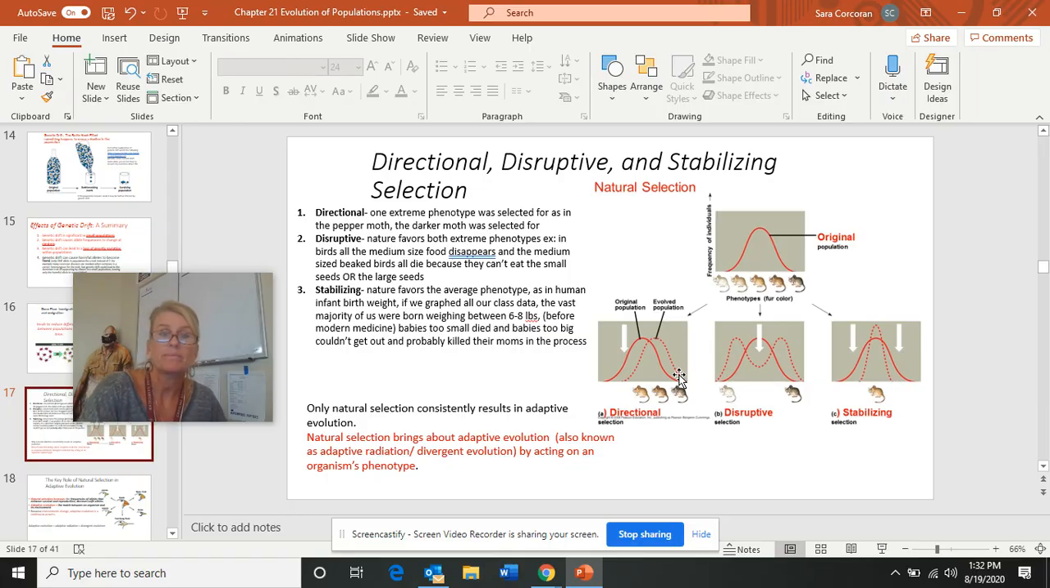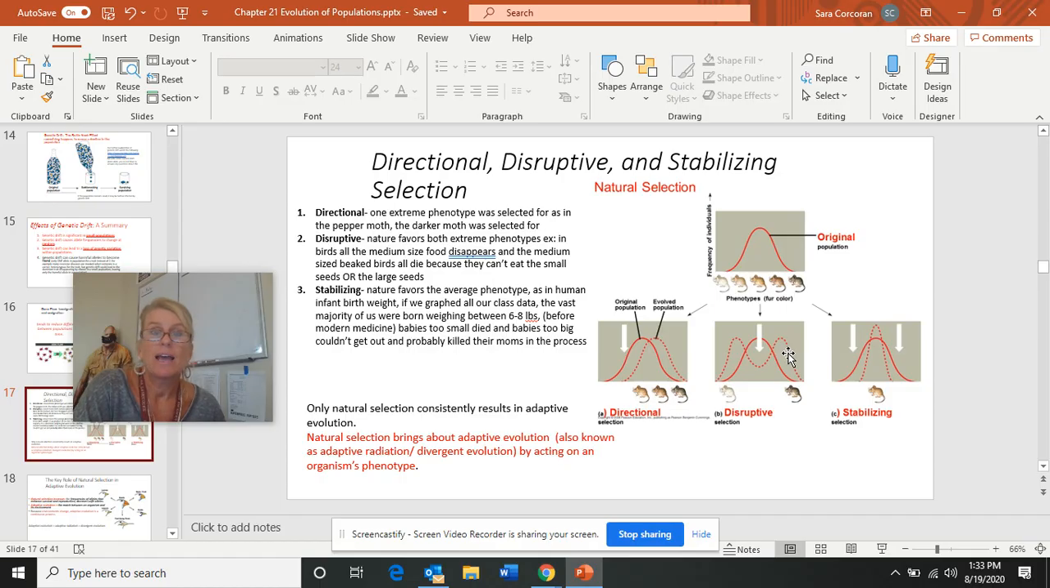In disruptive natural selection, here's your original population, there's variation. Something happens to select against the average and for both extremes. I always like to think about bird beaks. Maybe the medium-sized food in an environment disappears, and those medium-sized beaked birds have beaks that are too big for the teeny tiny seeds, but their beaks aren't big enough for the great big seeds, and they all die. And before too long, the population is going to reflect small beaked birds and large beaked birds.